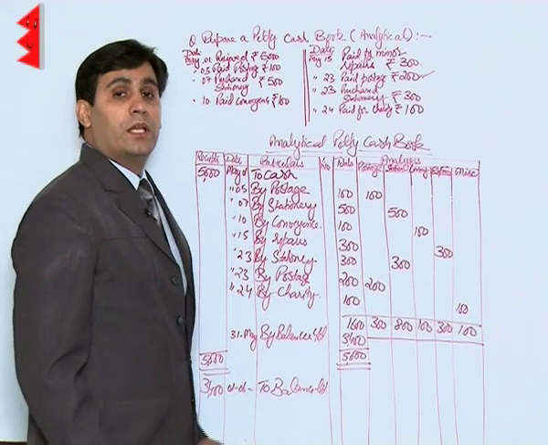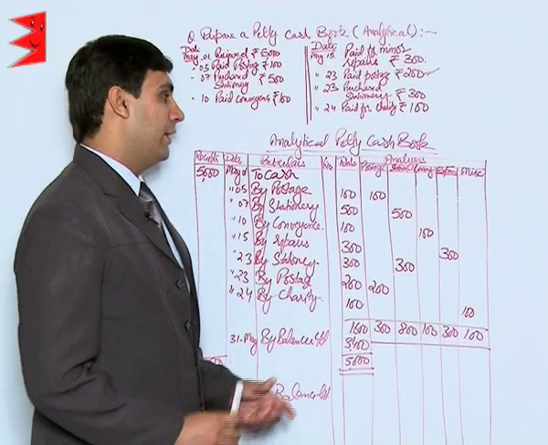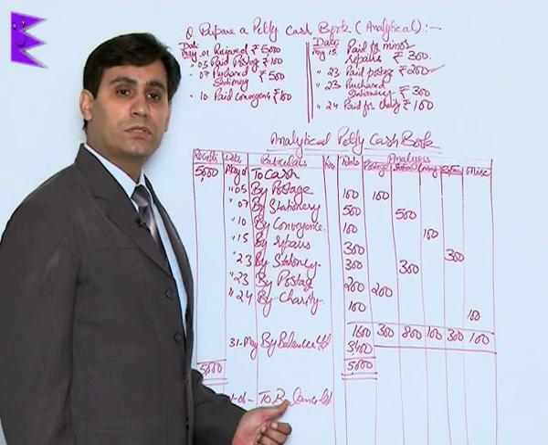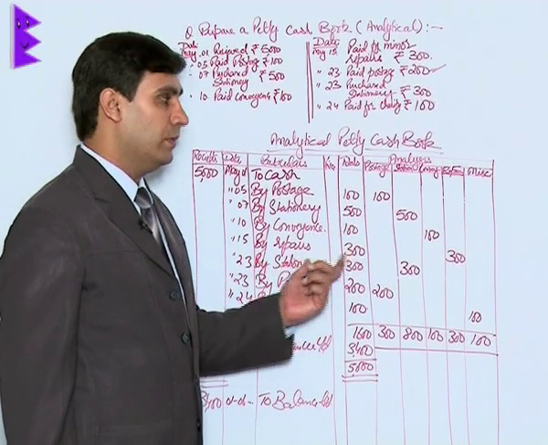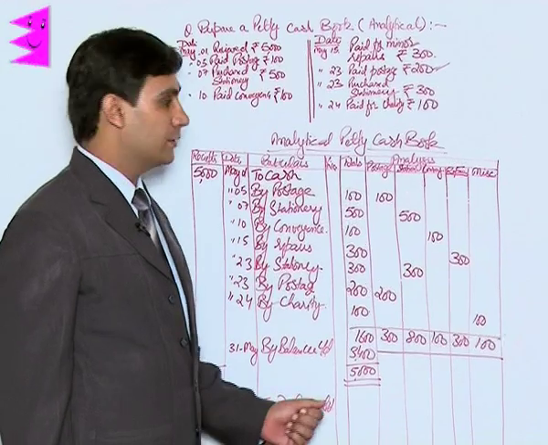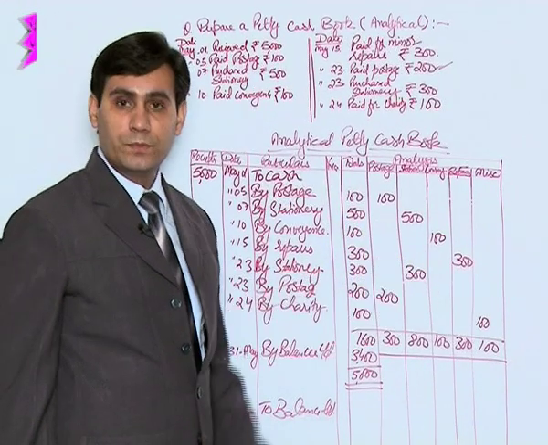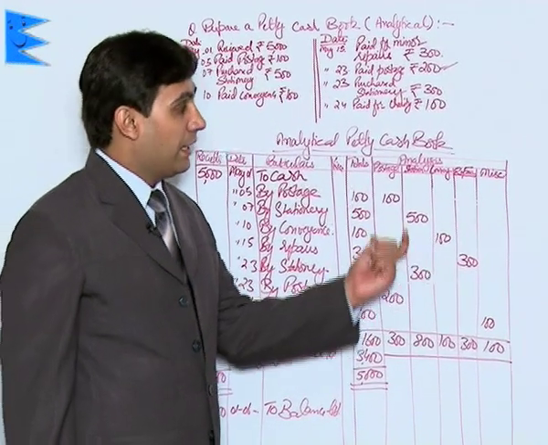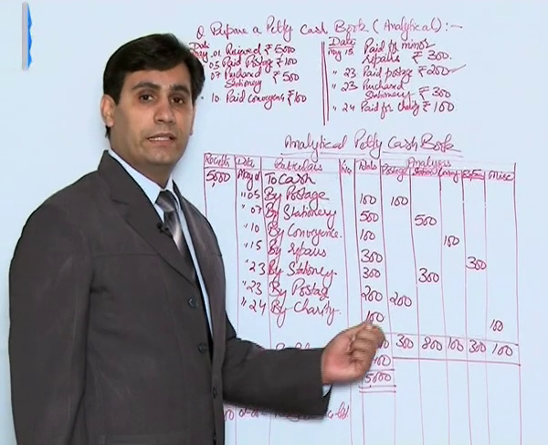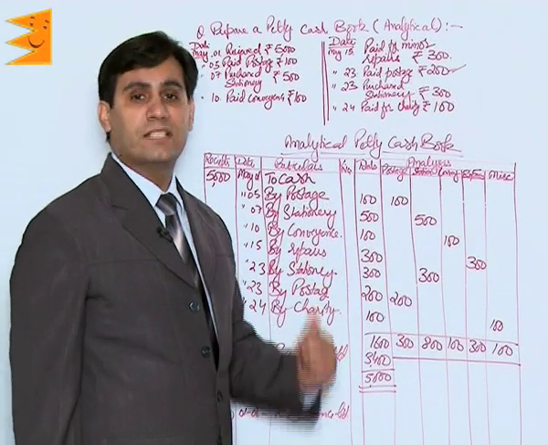So now students, it is very clear that in an analytical petty cash book, the entries are posted in two columns, the totals column, and for analysis purpose, it is put up in the respective columns if the columns are there, and in case the columns are not there, then the entries are posted to the miscellaneous expenses account.